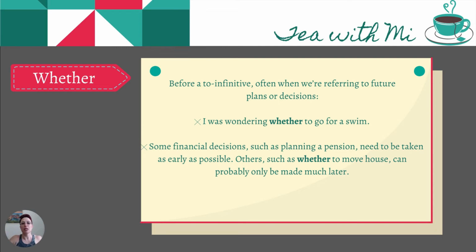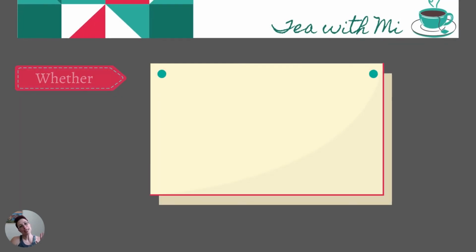I am considering something. I'm referring to decisions that I have not made yet because I am considering them. I have choices to make. Some financial decisions, such as planning a pension, need to be taken as early as possible. Others, such as whether to move house, can probably only be made much later. So every time you think about structuring a sentence where you are going to put a verb in the infinitive, you need to use whether.